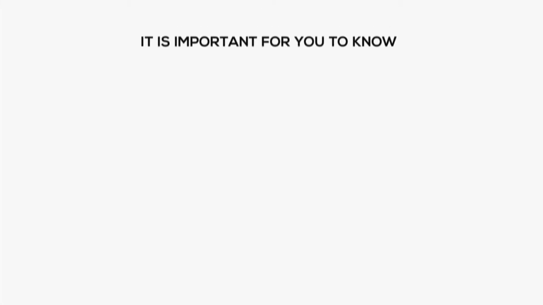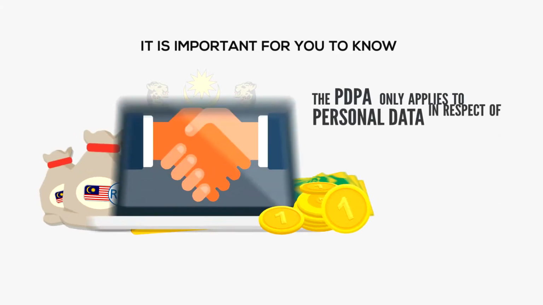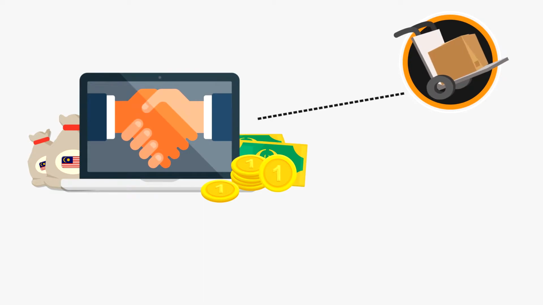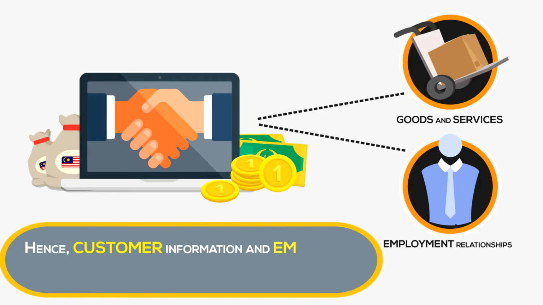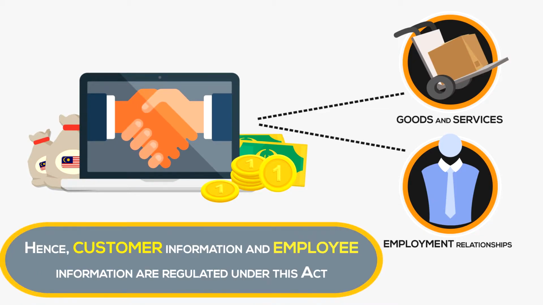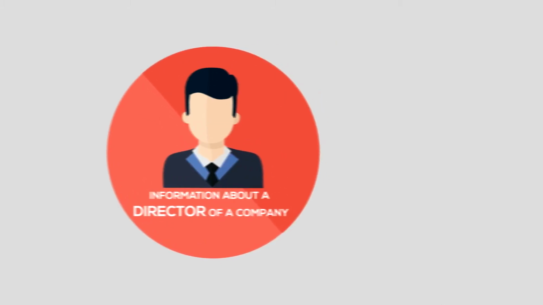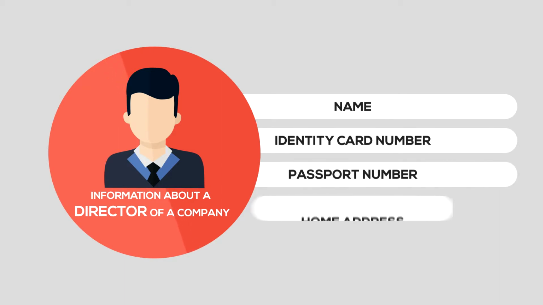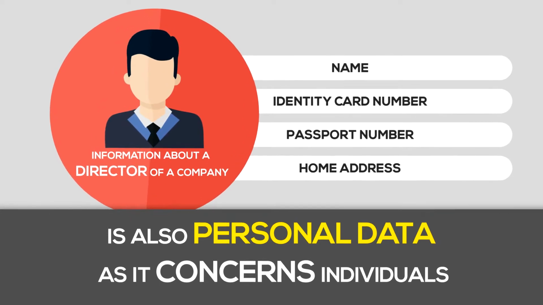It is important for you to know that the PDPA only applies to personal data in respect of commercial transactions, which include the supply or exchange of goods and services, and employment relationships. Hence, customer information and employee information are regulated under this Act. Meanwhile, information about a director of a company, such as his name, identity card number or passport number, home address, is also personal data as it concerns individuals.